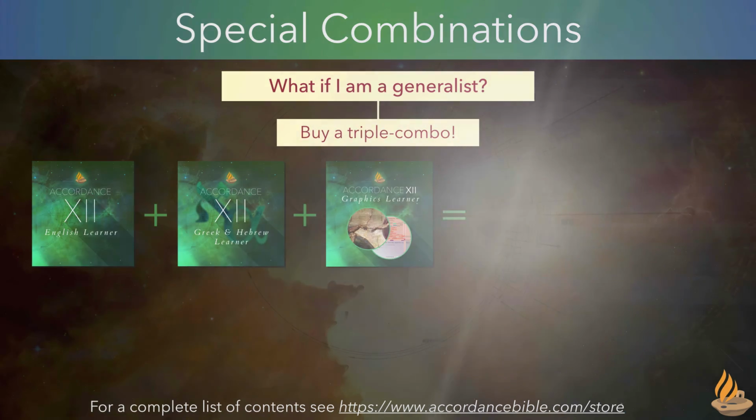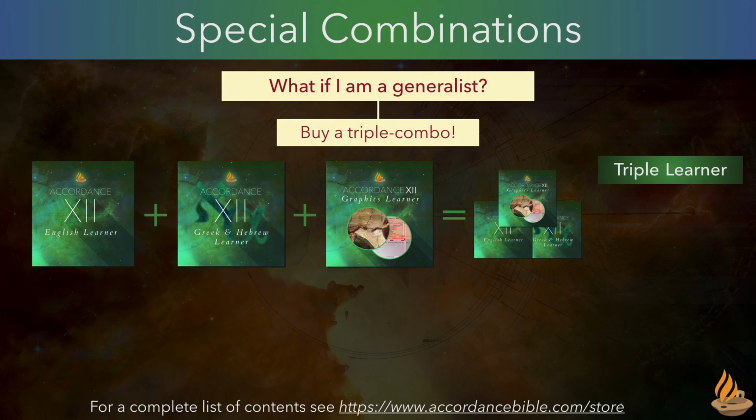The Triple Learner combines the English, Greek, and Hebrew in Graphics Learner collection. The regular price for these is $438. The triple combo price, just $399. This very affordable package of over $1,700 in resources is ideal for someone headed towards seminary or a biblical studies program at a university.